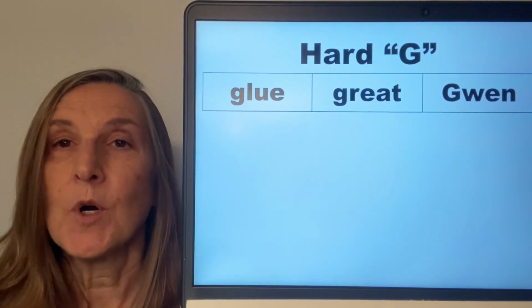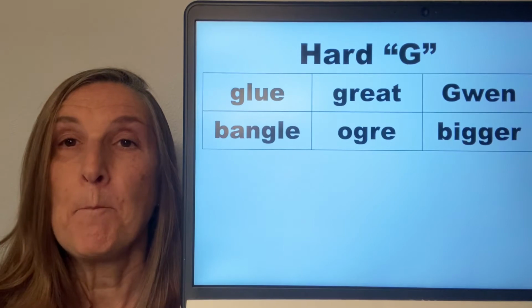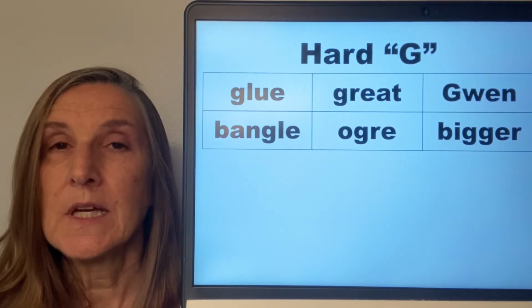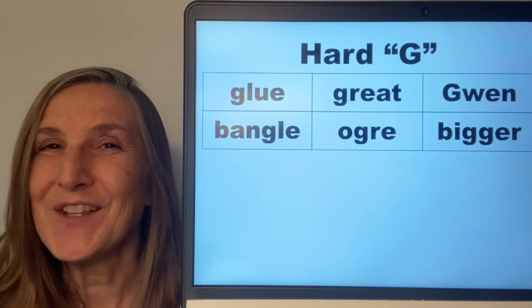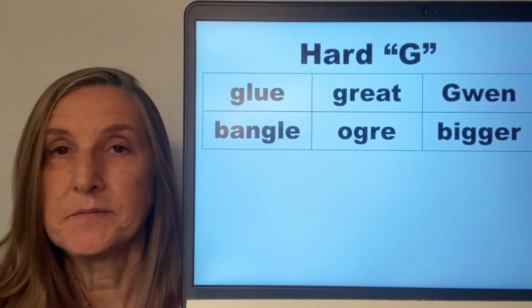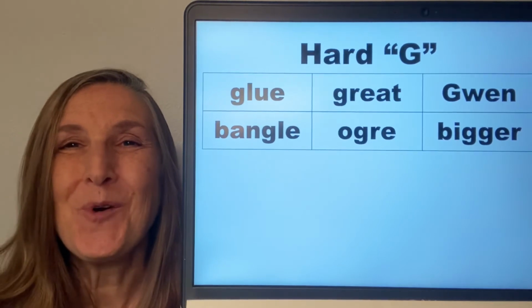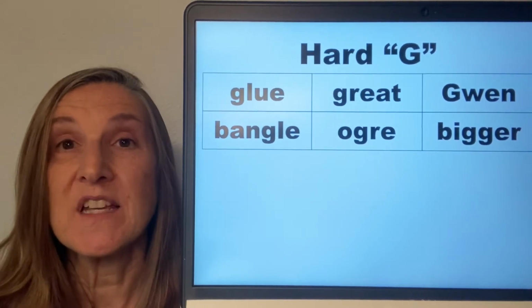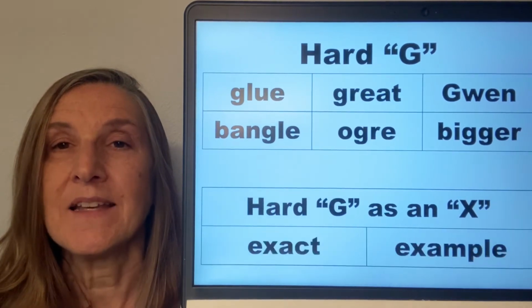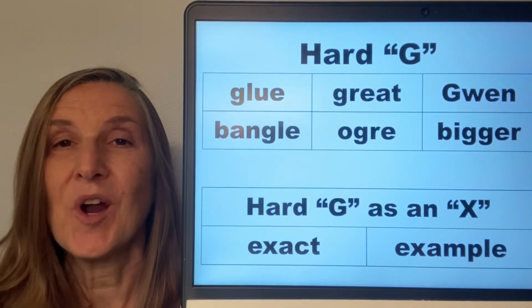In the middle of a word, we can have words like bangle, ogre, and a hard G that's formed by a double G, as in the word bigger. I mentioned before that sometimes we'll have this G sound formed by the letter X, as in exact or example.